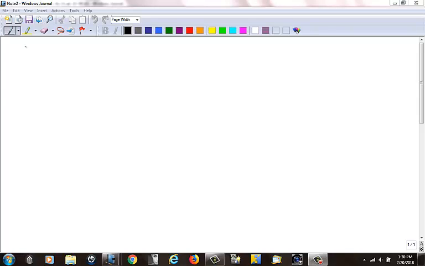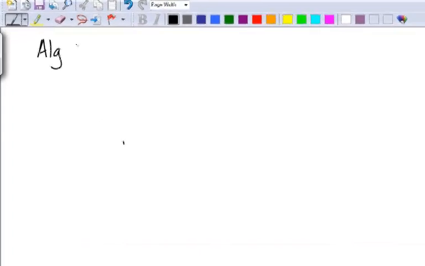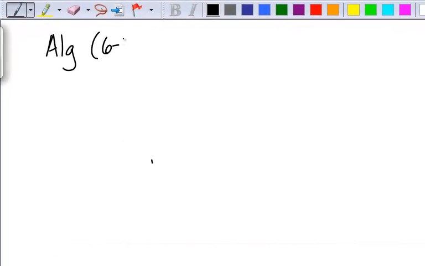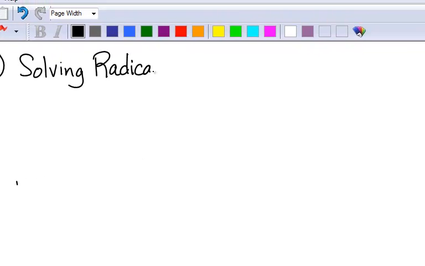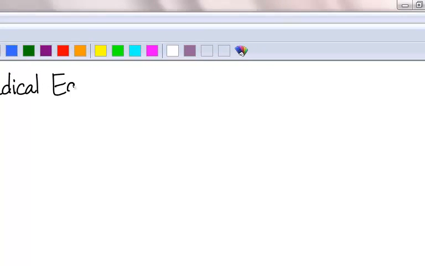Okay, this is for section 6-7, and this is the last section out of this chapter. Okay, this is on solving radical equations and inequalities.